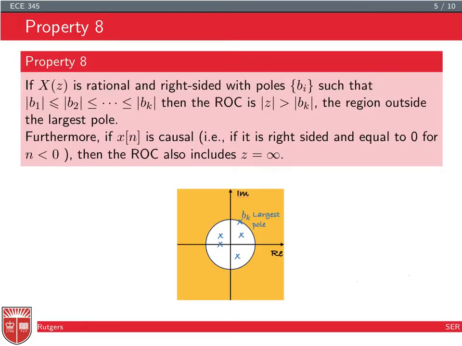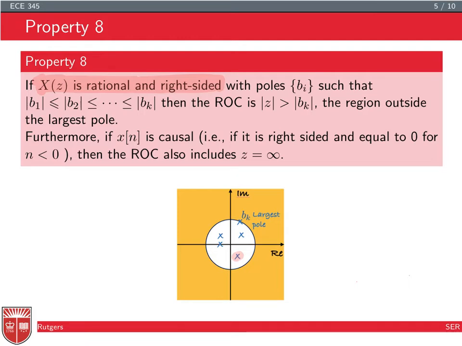Now we're going to talk about property 8, which is a very important property, which is going to make finding the ROC of a rational function super easy. And like I said, in most engineering systems, what we're going to deal with is rational functions, because basically these are the functions that will arise when we're studying a linear time invariant system or an LTI system. Now, the first case we're going to attack is the case where the signal is right-sided. So this is why this is very important. So this property is true if the signal is right-sided and rational. Then to find the ROC, all you have to do is plot the poles.